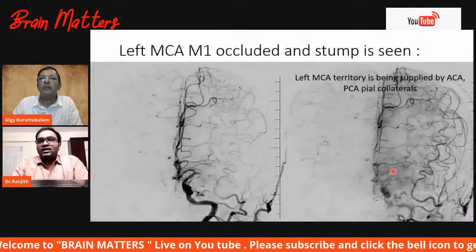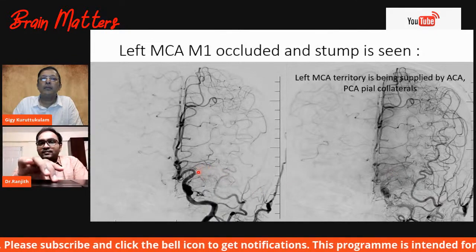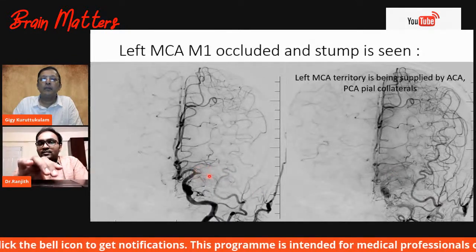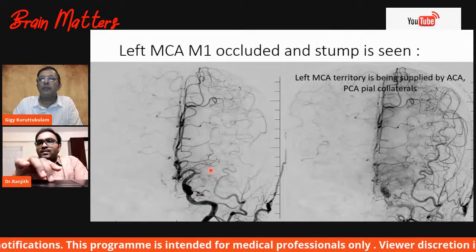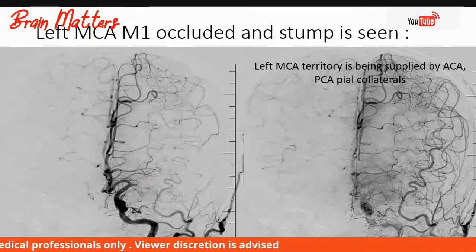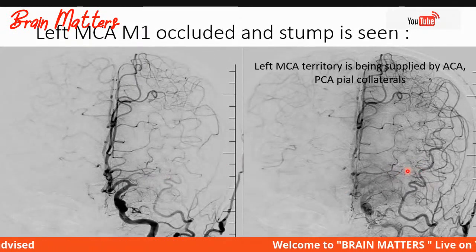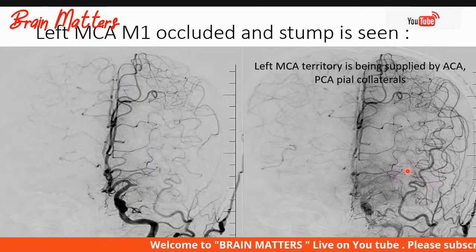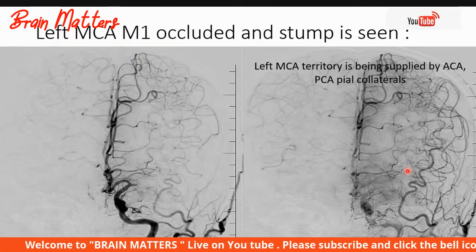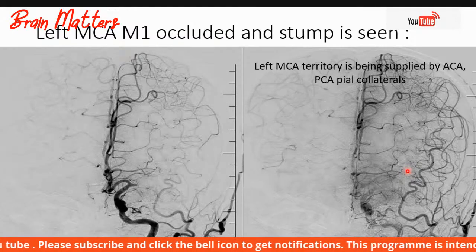The left ICA shoot shows left M1 is also occluded, and the left MCA territory is being supplied by ACA and PCA pial collaterals. So on both sides the MCA is occluded and the MCA territory is being supplied by ACA and PCA pial collaterals.